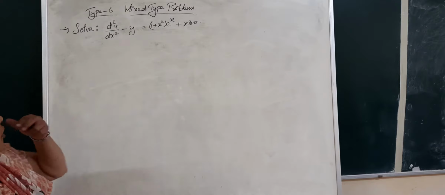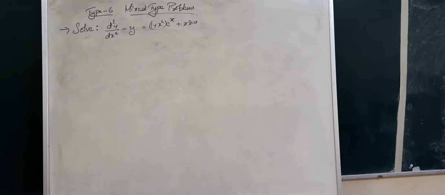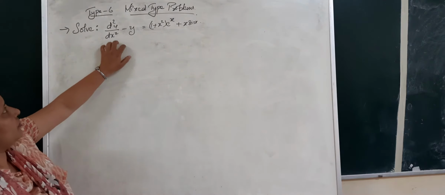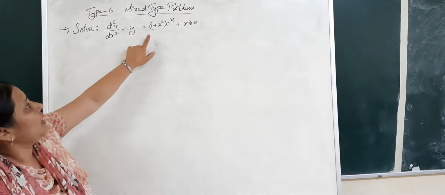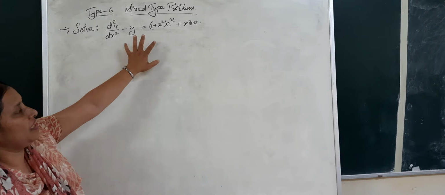So a couple more problems on mixed types now. In this video, we are going to discuss, look at the question. The question says d square y by dx square minus y is equal to 1 plus x square into e power x plus x sin x.